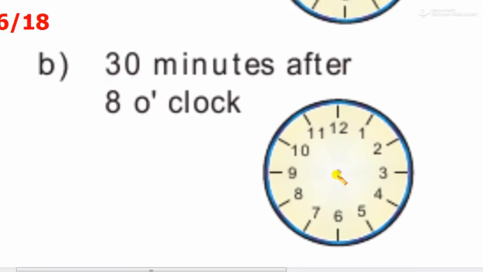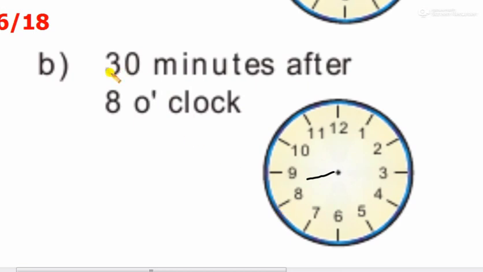Similarly, it is showing 30 minutes after 8 o'clock. It means 30 minutes have passed after 8 o'clock. So first we will draw our hour hand. It should be towards 8. So let's draw. This is towards 8. Dear students, here we have to be careful that since 30 minutes have passed, the hour hand should be between 8 and 9. So I am going to draw here. It should be in between 8 and 9.